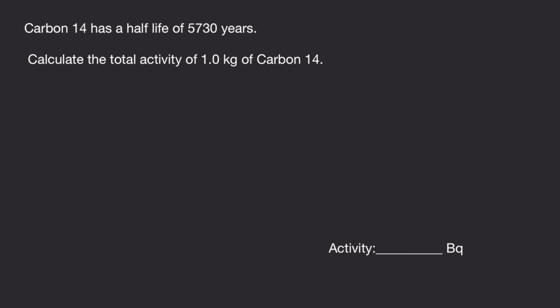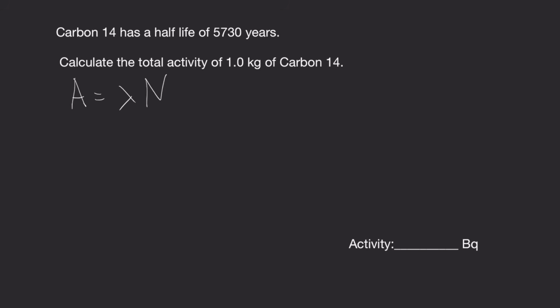The next one is slightly trickier. We're once again given that carbon-14 has a half-life of 5,730 years, but this time we need to calculate the total activity of 1 kilogram of carbon-14. So for these questions, we need to use the equation that the total activity is equal to the decay constant multiplied by the number of particles. To work out the decay constant, we're going to use exactly the same method, which is going to be ln of 2 divided by T half-life. But this time the half-life will be in seconds because our answer needs to be in becquerels.